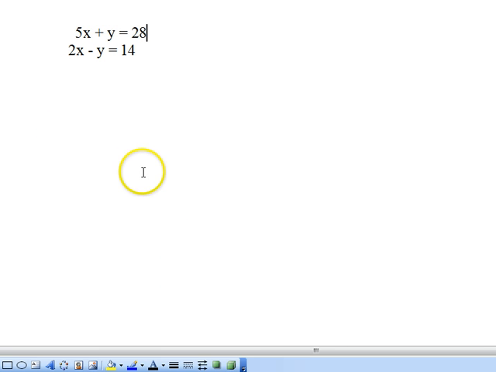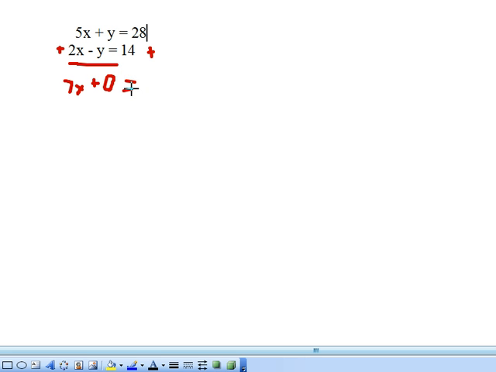Okay, now we're going to solve a system of equations by the addition method. And so I changed the system of equations that we used for subtraction just a little bit. I changed this to 28 and this to 14. And then I changed the sign here to negative so that when we add, we will eliminate the y variable. So you add both sides, and you get 7x, because 5 plus 2 is 7. Positive y plus a negative y is going to give you 0.